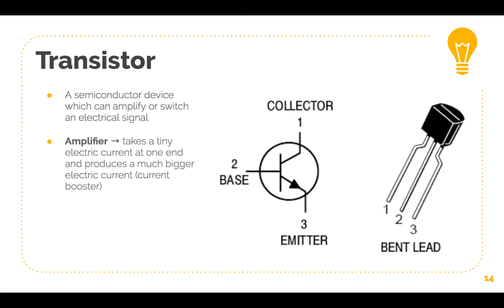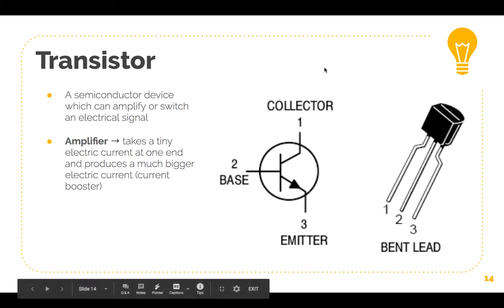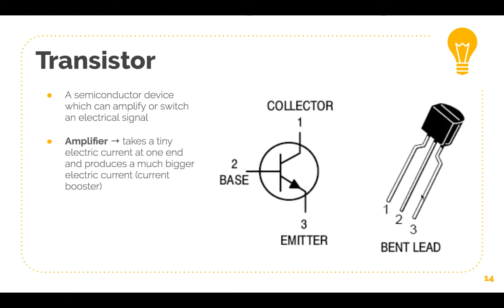You don't necessarily have to know how to hook things up or know what these leads or terminals are called just yet. When a transistor acts as an amplifier, it takes a tiny electric current at one end and produces a much bigger electric current at another end. You can think of it as a current booster. A small amount of current goes into the transistor, goes through the transistor, and a larger amount of current can come out. So it's being used as an amplifier.